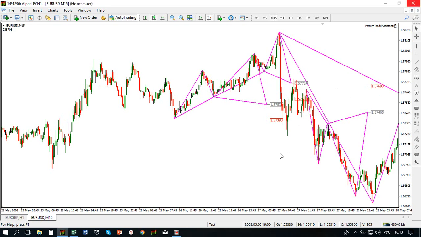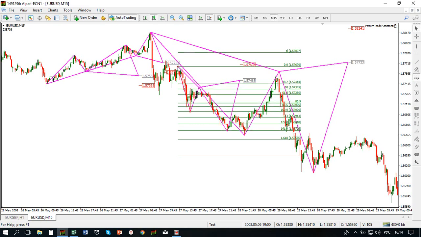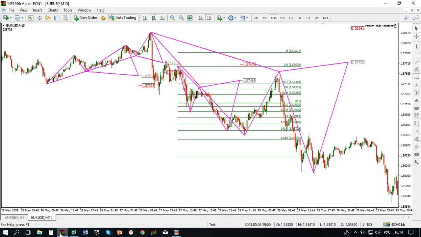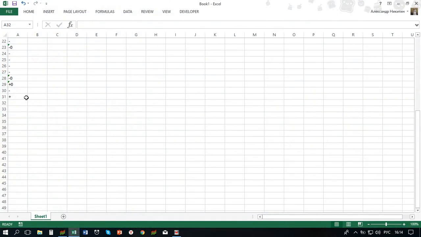The higher is a loss, and the lower one is an obvious winner, slightly exceeding the C point. So let's see if it closes below the 1414. Nope, it doesn't close below. You see that it is a winner. So a loss and a winner. Okay, perfect.